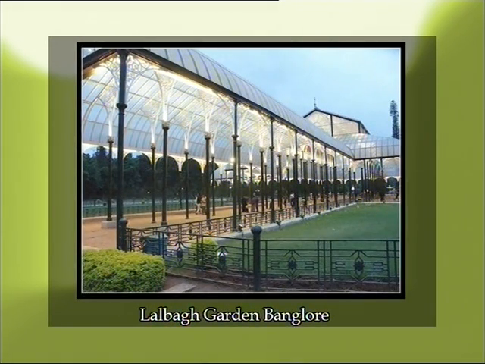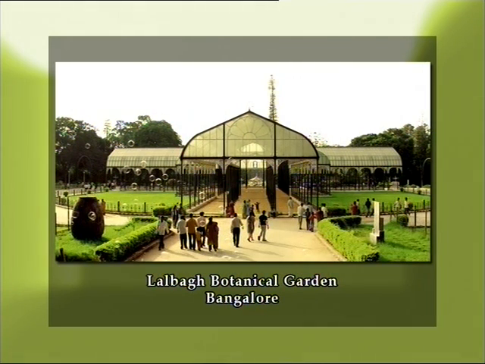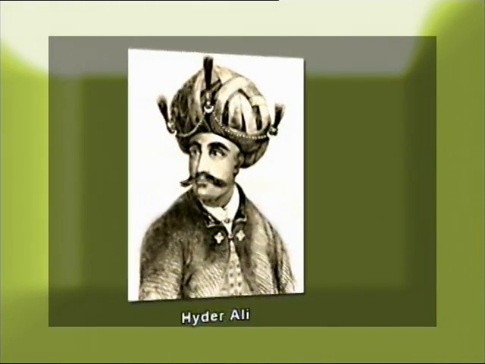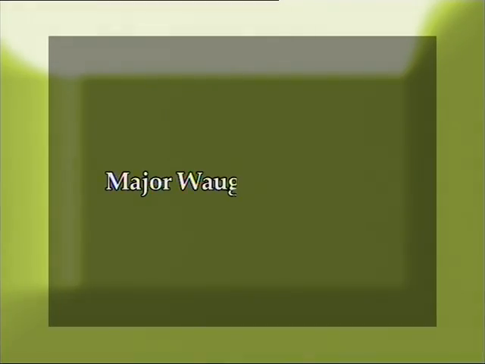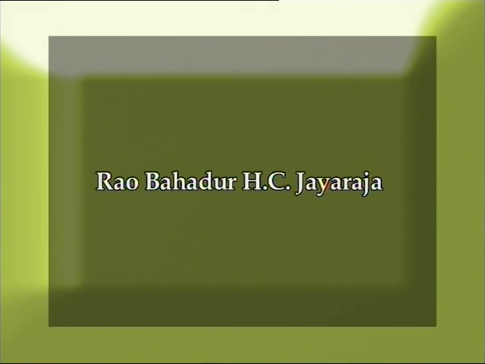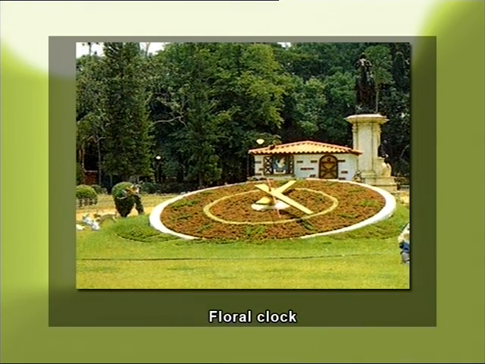Lal Bagh Garden, Bangalore. This is the best botanical garden in South India, which was named Lal Bagh by Hyder Ali in 1760 because of its beautiful rose garden and red flowers. Its first director was Major Wagh, who introduced a number of exotic plants from various countries into this garden. Later, this garden was converted to a proper botanical garden in 1856, and Rao Bahadur H.C. Jayaraja was its first Indian director. The garden has 2 greenhouses. The floral clock, which was installed in the garden in 1983, is the first of its kind in India and the second in Asia.